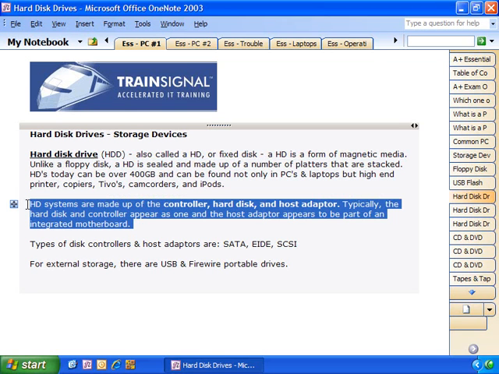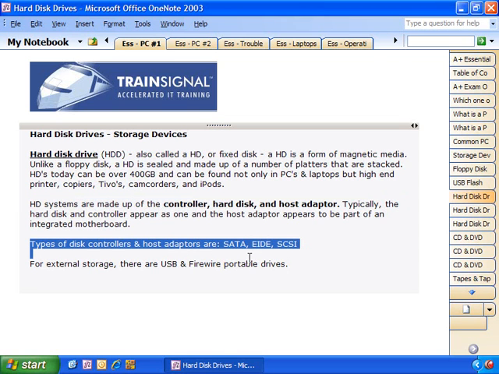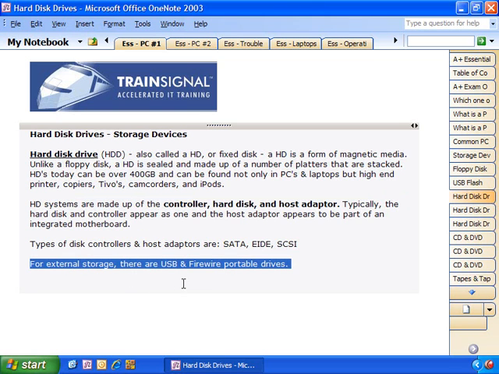Now, hard drive systems are made up of a disk controller. So this disk controller is inside the computer, sometimes built onto the motherboard, sometimes it's a separate card. Then you have the hard drive. Then you have the host adapter. Now, typically the hard disk and the controller appear as one, and the host adapter appears to be part of the integrated motherboard. Types of disk controllers and host adapters are SATA, EIDE, and SCSI, and we're going to talk more about these. Now, for external storage, there's also USB and FireWire, and even SATA portable drives.